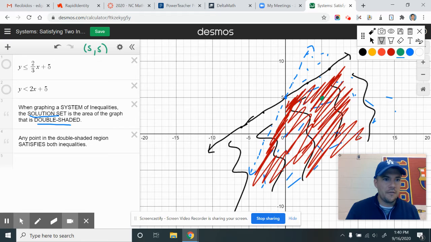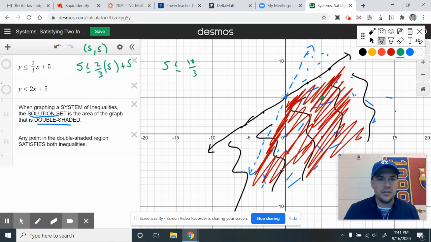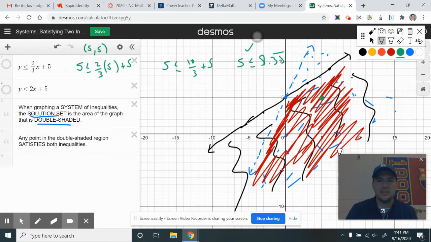So here we go. 5 is less than or equal to 2/3 times 5 plus 5. So is this right? 5 is less than or equal to 2/3 times 5 is 10/3, 10/3 plus 5. All right, so 10/3 is really 3 1/3, so that I get 8 1/3. So is 5 less than 8.3 repeating? Yes, it is.